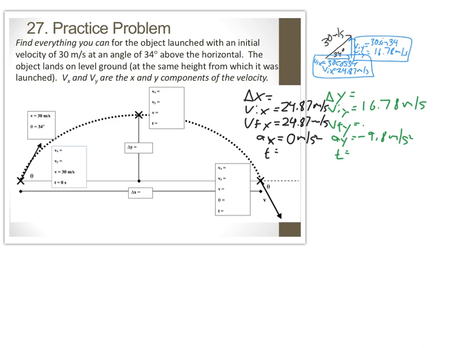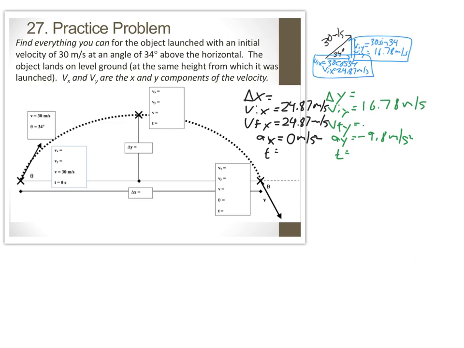I'm going to look at some of the concepts I know and start filling in some of the things that I know, because that's ultimately going to help me get another piece of information. Right now I only have 2 things on the y side, and that's not enough. And on the x side, although I have 3 things, I need to use my delta x equation, so I need either displacement or time to be able to solve for anything on my x.